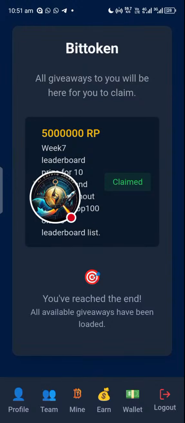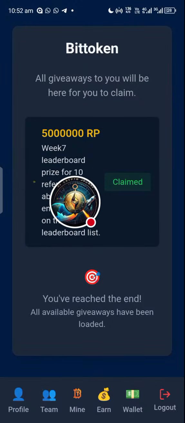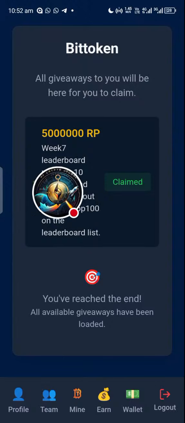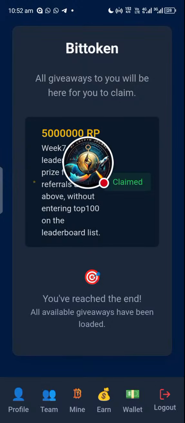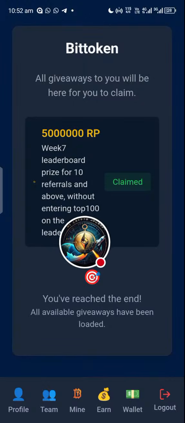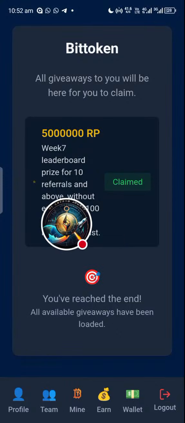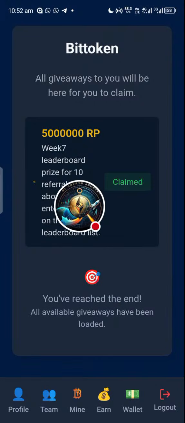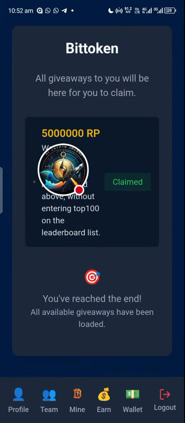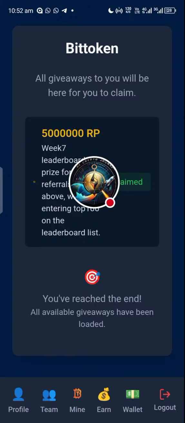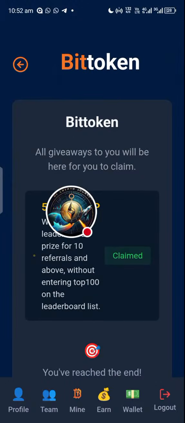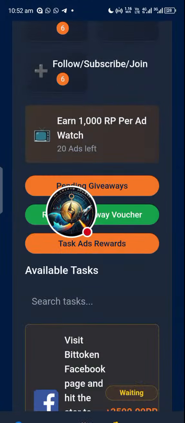If you invite up to 10 referrals and above within a week, you are going to receive 5 million RP. Even if you do not enter the top 10 referrals, who are going to receive more rewards, earnings and prizes, at least if you have up to 10 referrals and above in a week, you're going to receive 5 million RP. So go ahead and invite your friends and family members to join.